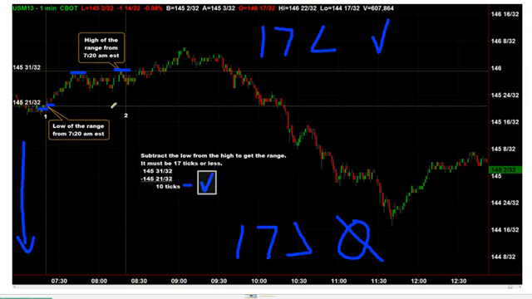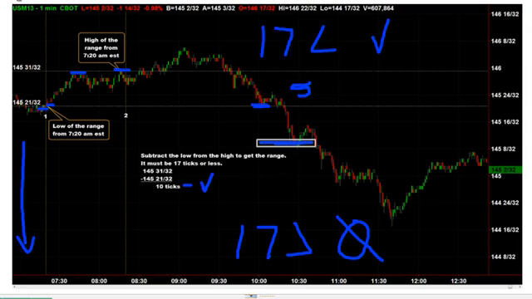Now we only want to do shorts, not longs, because we have the bond market pegged as going lower in this example. So when we break the low of that range, we're going to risk 5 ticks, and we're going to go for a 10-tick target. Our target is whatever our first hour range is. So the range was from 31 to 21. That's 10 ticks. So we're going to risk 5 to make 10.